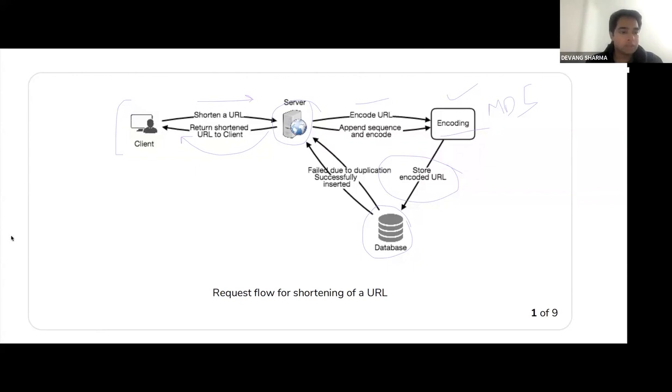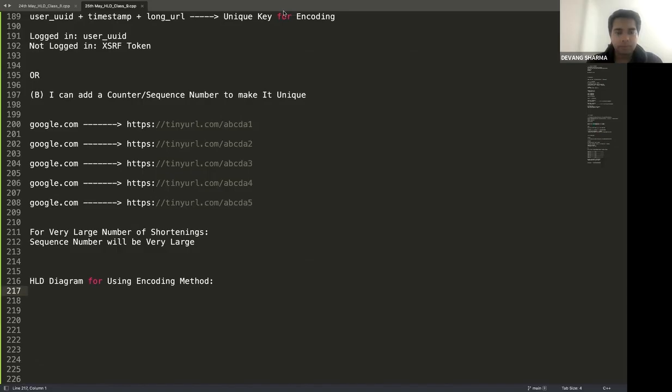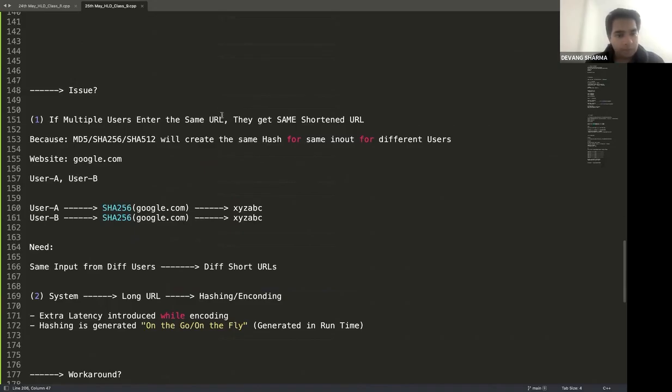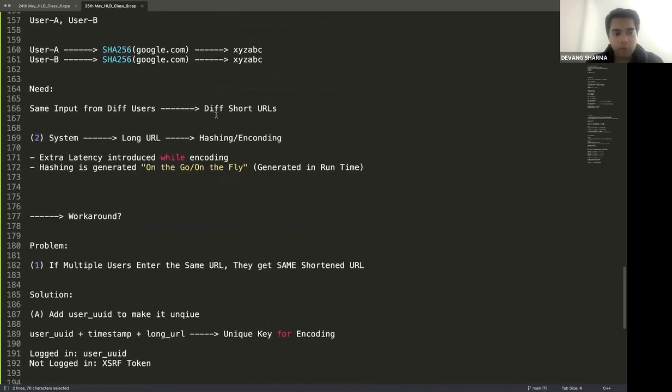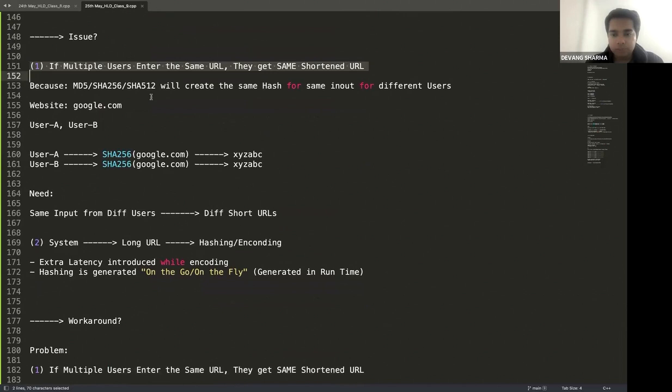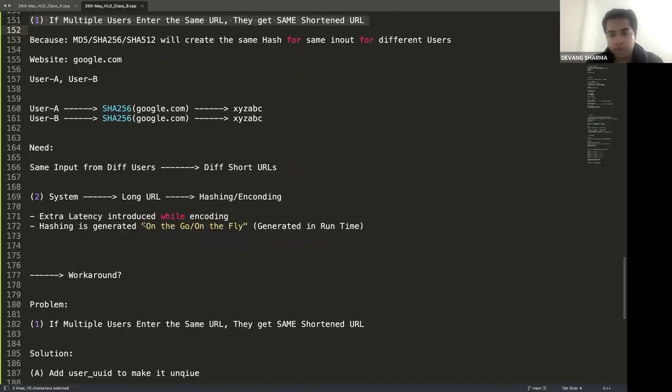Okay, let me close this. Let's go back to our Sublime text and go back to the problem we were solving. Remember the two issues we identified. The first issue is multiple users, same URL, and the same shortened URL. This is solved; we solved it by making it unique. Any doubt on the first issue? Duplication means if we didn't make it unique, that was the duplication part, which we fixed here.